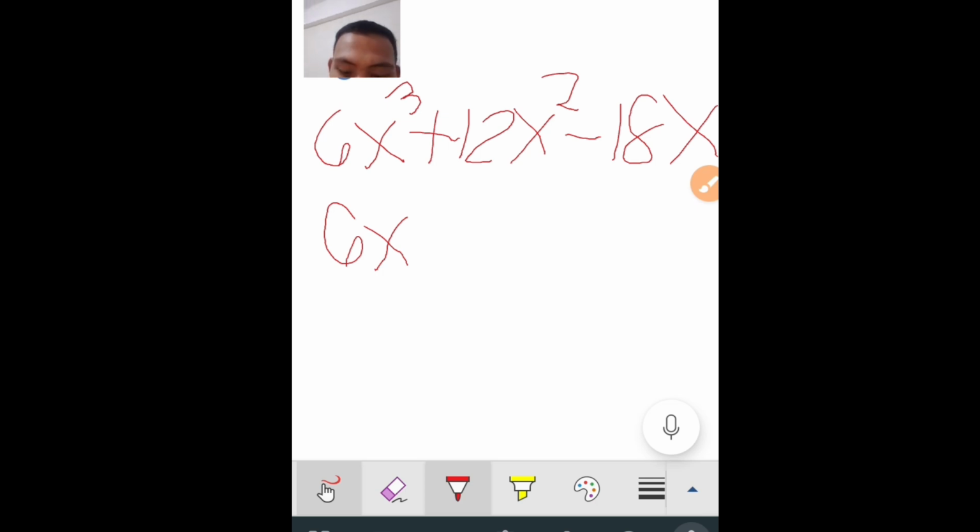Next, step 3, divide each term by 6x and place the leftovers in parentheses.